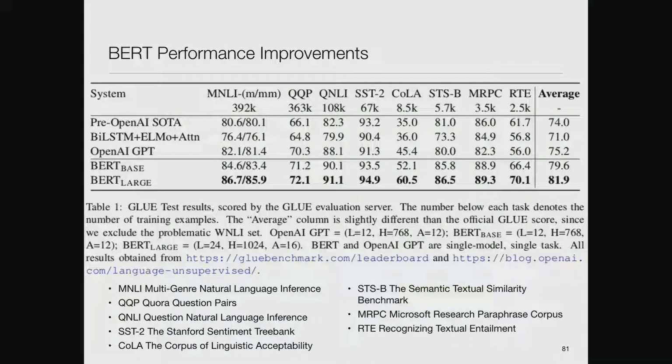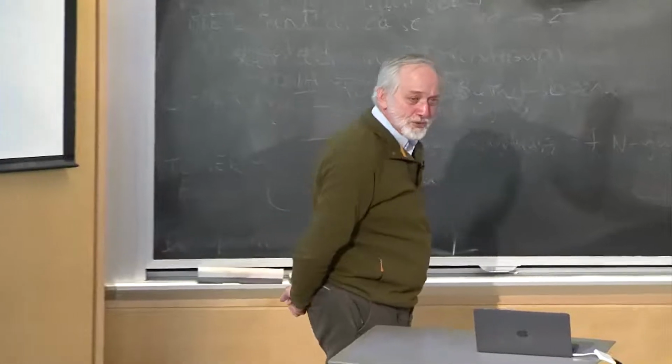So this is a listing of some of the standard tasks for natural language processing, mostly not in the medical world, but in the general NLP domain. And you see that you get things like an improvement from 80%, or even the GPT model that I'll talk about in a minute is at 82%, up to about 86%. So a 4% improvement in this domain is really huge.